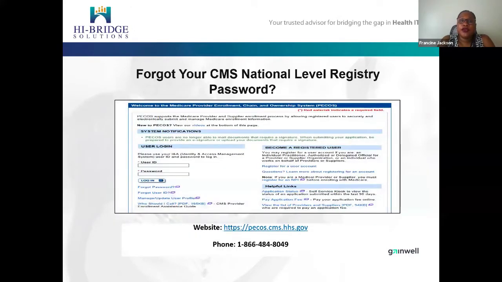This is where you forget your national level registry password. In this particular incident, sometimes we have provider contacts that are new working in the office. Say, for example, they may not have been given the correct information as far as the password, or they may have actually forgotten the password that they previously used. You can contact the phone number below. It'll give you instructions on how to reset the password, or you can click on the website below that says PCOS, and it'll also tell you how to reset the password.